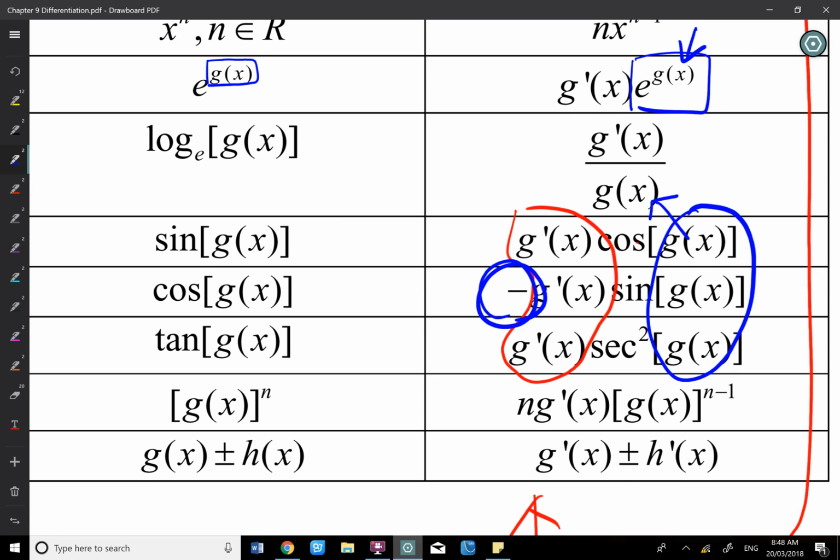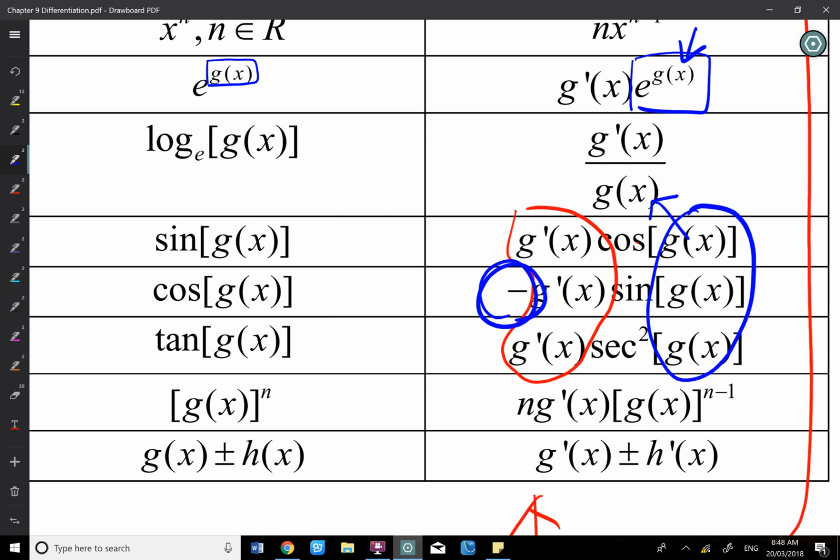Okay, exponential, so e to the power of g x. Exponential is the one that remains the same. So it doesn't matter whether it's exponential, logarithm, sine, cosine, or tangent, we always need to derive the g x first. So exponential is the one that remains the same. We derive the power and then we copy the function again. That's exponential.